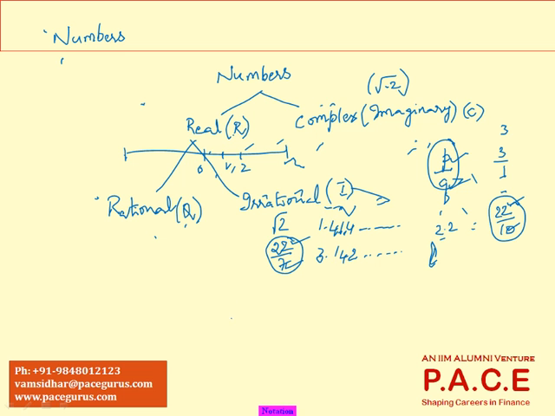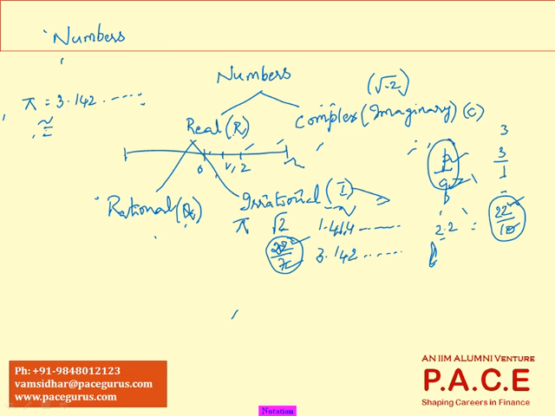But if I can write it in the form of P by Q like this, then it goes under the category of rational. So for all practical purposes, pi, which means 22 by 7. So we need to understand something like this also. Pi means actual value is 3.142 so on, which means it's an irrational number, but it is approximated.